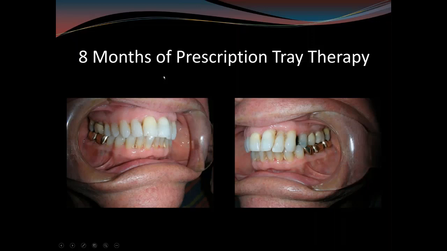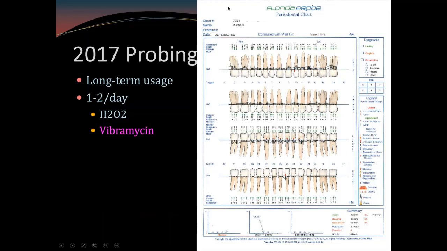So here we are at 8 months. He's been using the prescription trays. We're down to all pockets being less than 3 millimeters. He's now using the trays just when he bathes or showers. He's using hydrogen peroxide, but we also added a medicament, Vibramycin.